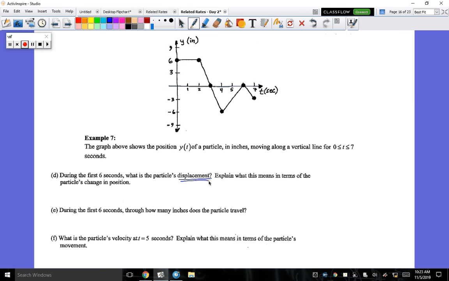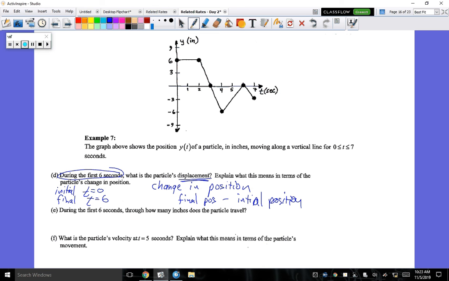So displacement is change in what? Position. So during the first 4 seconds, what's my initial time? 0. What's my final time? 6. And change in position is the final position minus the initial position. So the final position on this graph would be y of 6 minus y of 0.